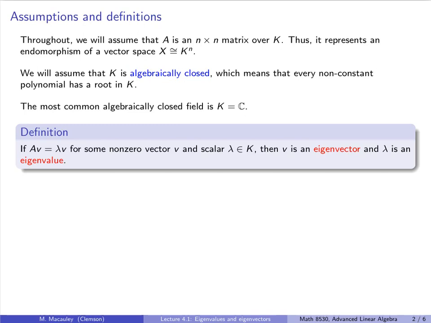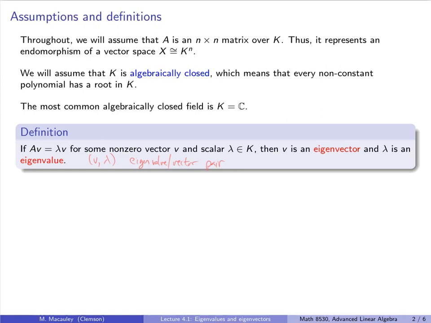This leads us to our first definition: if Av equals lambda v for some non-zero vector v and scalar lambda, then v is an eigenvector of A and lambda is an eigenvalue. We will often refer to v and lambda as an eigenvalue-vector pair. We may or may not put parentheses or a hyphen here, but if we speak about eigenvalue-vector pairs, that's what we mean, because every eigenvector has a corresponding eigenvalue, and every eigenvalue has at least one eigenvector.